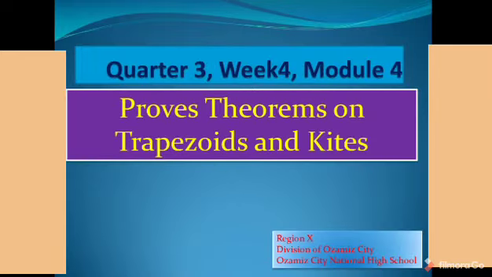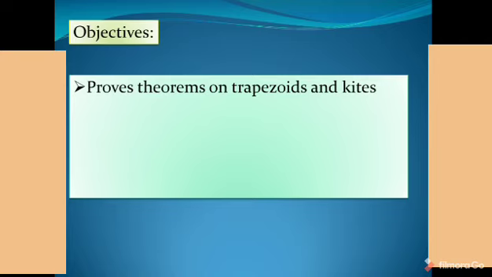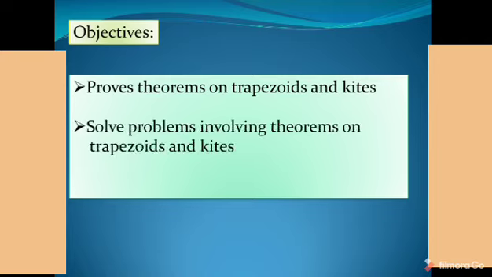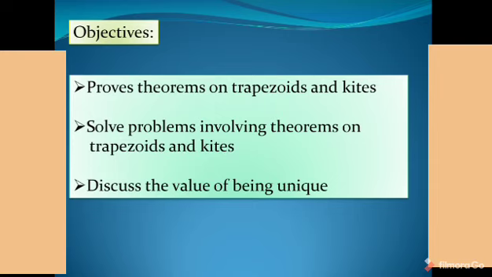That's why today we will be discussing Quarter 3, Week 4, Module 4, which proves theorems on trapezoids and kites. Our main objectives for this discussion: first, prove theorems on trapezoids and kites. Second, solve problems involving theorems on trapezoids and kites. And lastly, we have to discuss the value of being unique.